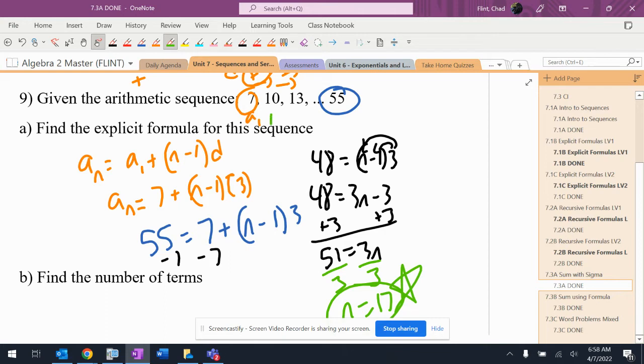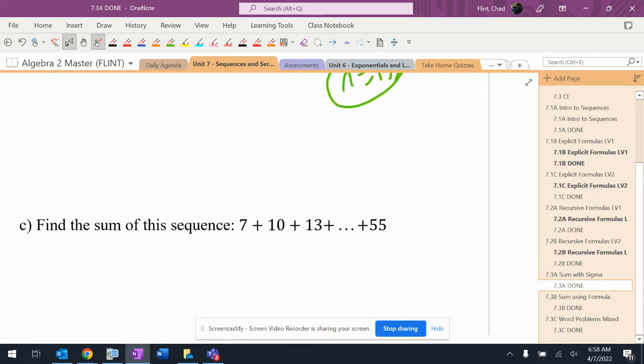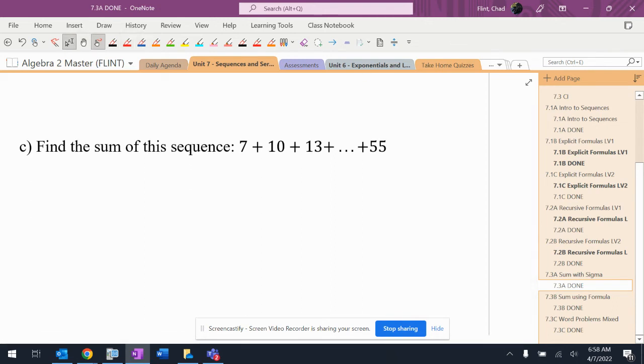So what you would do is write out your sequence here. You'd write 1, 2, 3, and then just keep going and figure out how far you have to go to get to 55. That's what I would do if you don't know how to plug it into the formula like that. So 17 terms, and then part C probably says find the sum of the sequence. I can sit there and type out 17 numbers, 7 plus 10 plus 13, and keep going. And again, that is a completely realistic option.